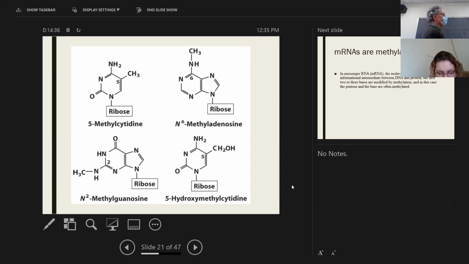Then you get 5-hydroxymethyl cytidine. You see this actually in phage. For example, phage T4 will modify its bases like that so that it escapes host cell restriction mechanisms. And then the N2-methyl guanosine, that makes guanosine quite bulky. By making it quite bulky, you now are going to change the structure. You don't see this in DNA. You pretty much only see that in RNA.